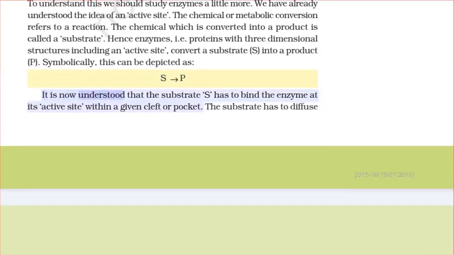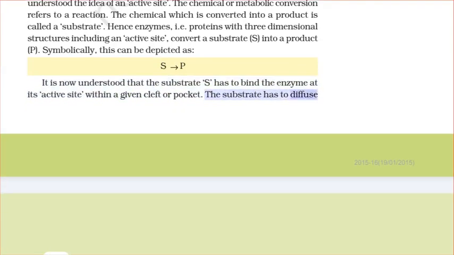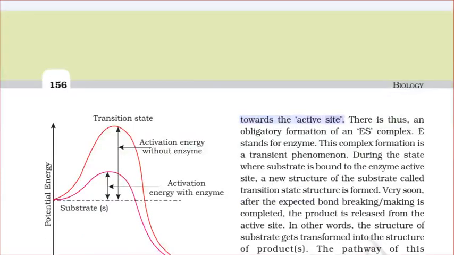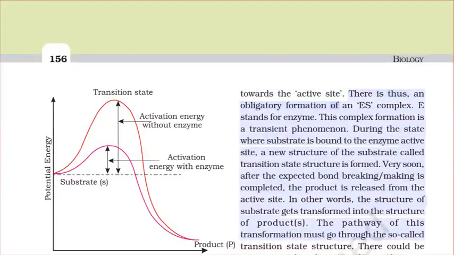It is now understood that the substrate has to bind the enzyme at its active site within a given cleft or pocket. The substrate has to diffuse towards the active site. There is thus an obligatory formation of an ES complex. E stands for enzyme. This complex formation is a transient phenomenon. During the state where substrate is bound to the enzyme active site, a new structure of the substrate called transition state structure is formed. Very soon after the expected bond breaking and making is completed, the product is released from the active site. In other words, the structure of substrate gets transformed into the structure of product.